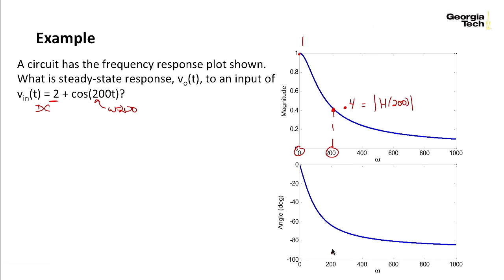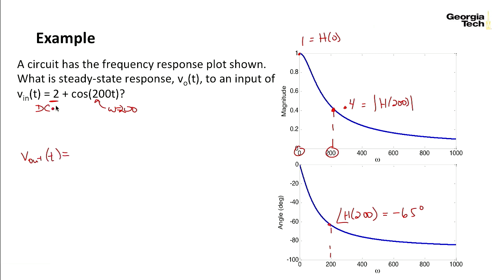And if I look at the angle here, the angle of H at 200 is about, say, minus 65 degrees. And up here, I've got the value of 1, that's H of 0. In particular, H of 0 has no angle, so it's just real valued. So then I go back over here, and I look at my output for this case, and I'll write it as V out.